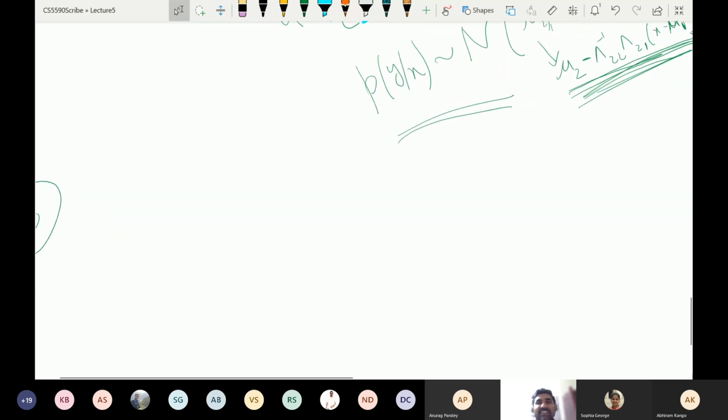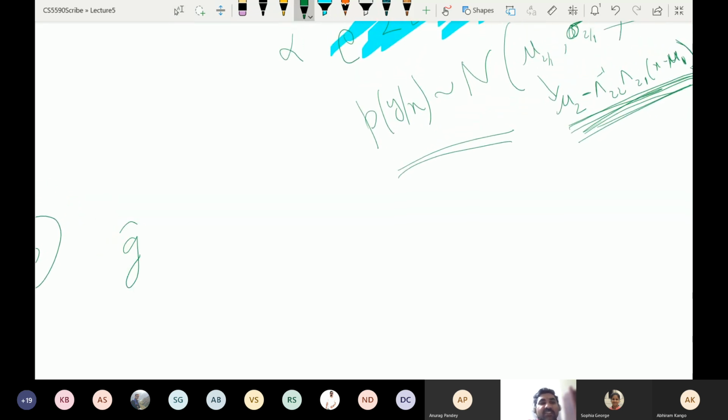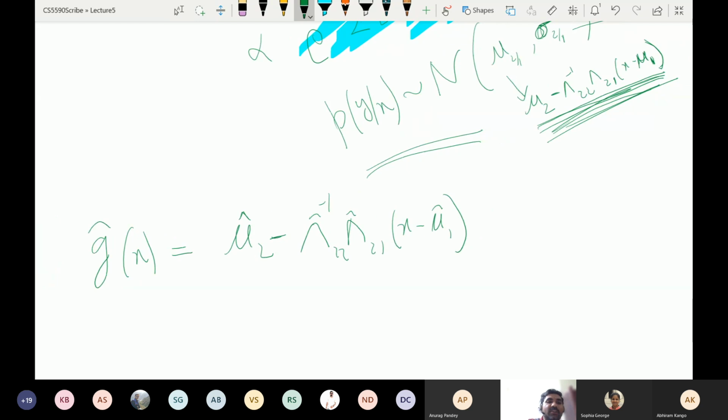It's already written, right? So what is your g of x function? It is basically mu 2. Again, let me put hats, so that all these are hat versions. I ignored hat till now. That's all. x minus mu 1 hat. So that's your final answer.